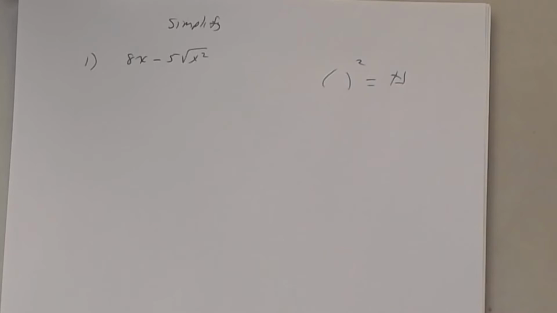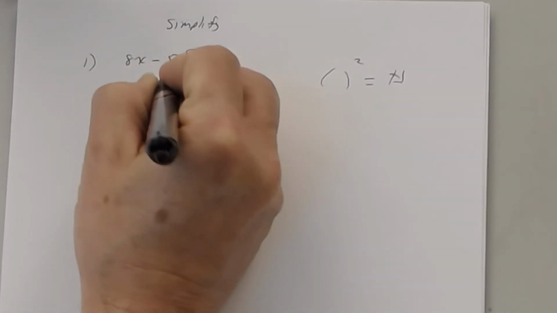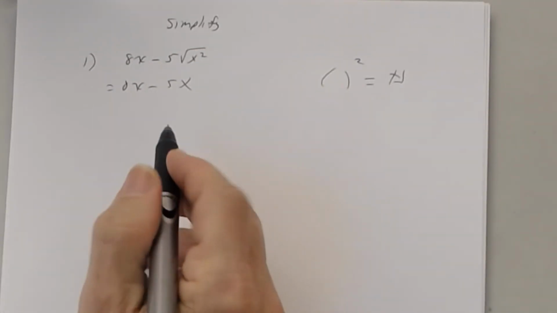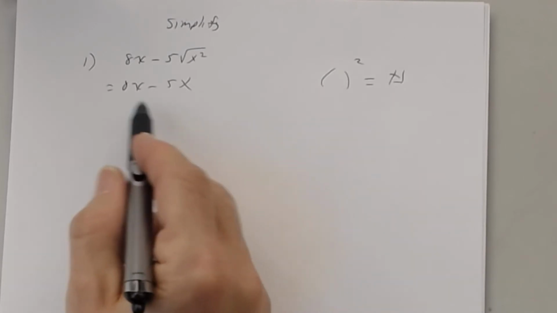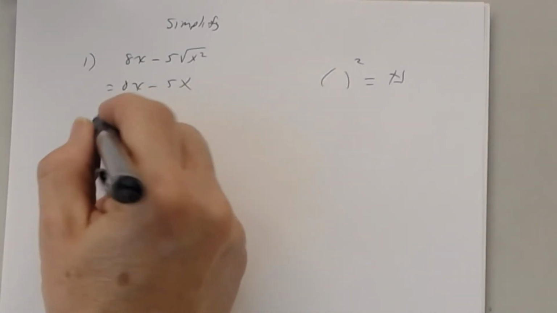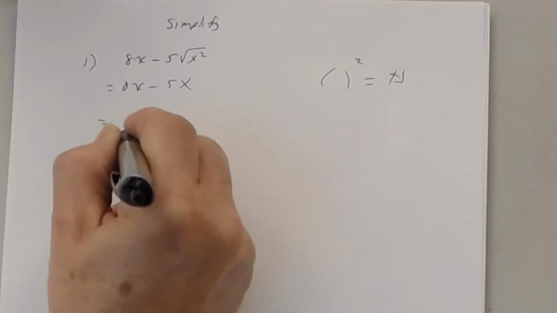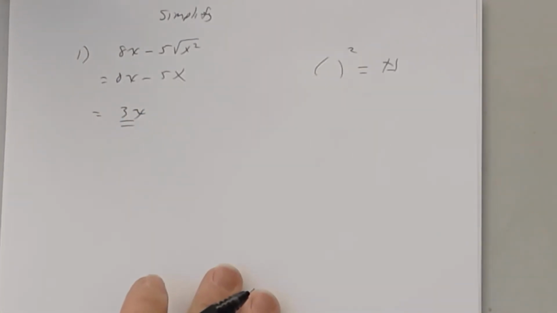I can simplify the square root of x squared. What is the square root of x squared? X. Guys, come on now. Now can I combine these two? So what's 8x minus 5x? 3x. There's your answer. 3x.